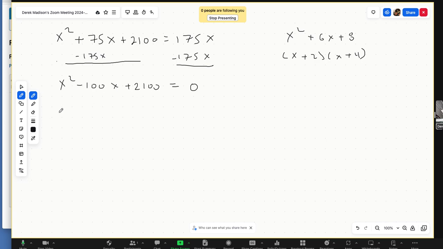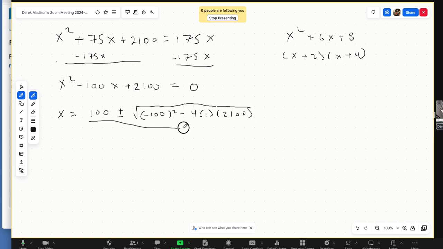So let me do the one with a few extra steps, but that is certain to get you where you're going. So quadratic formula, negative b, so negative of negative 100 would be 100, and then plus or minus the square root of negative 100 squared minus 4 times a is 1 and times c is 2100. And then that's all over 2a, so 2 times 1, or 2. And so this is x equals 100 plus or minus, there's a calculator, here we go.